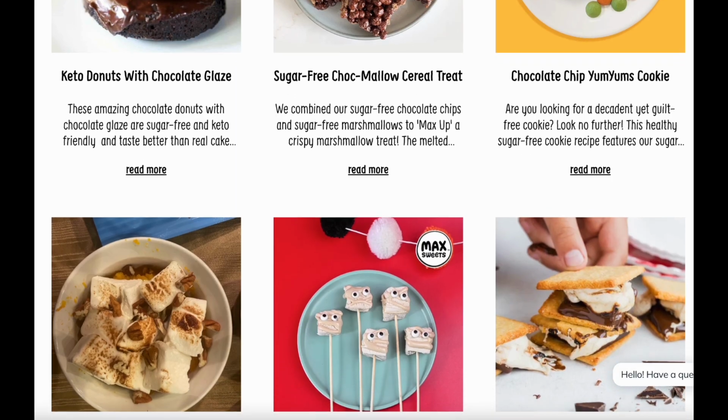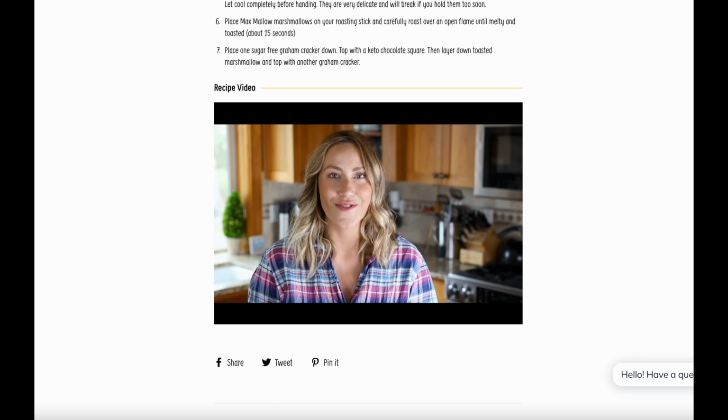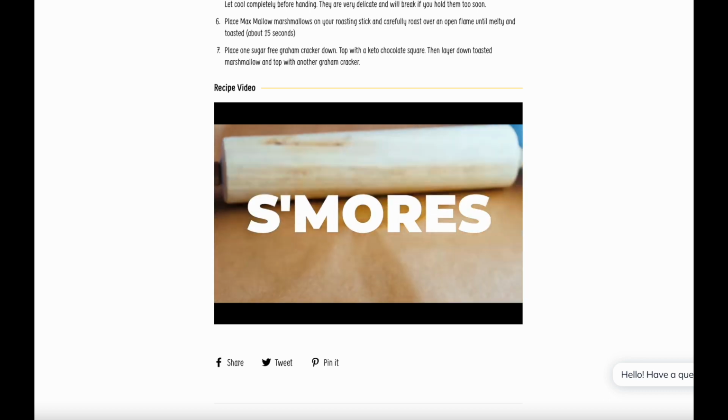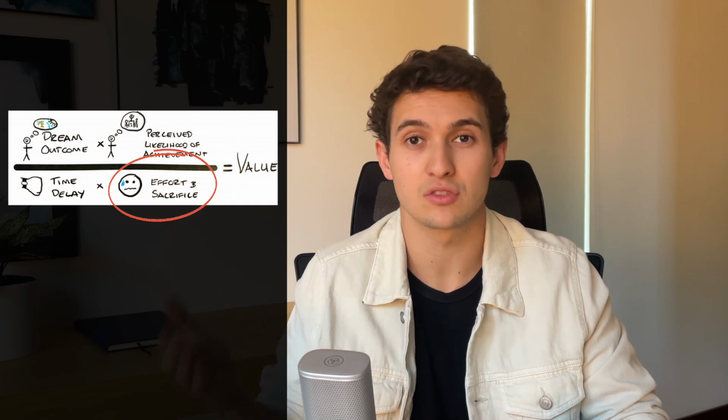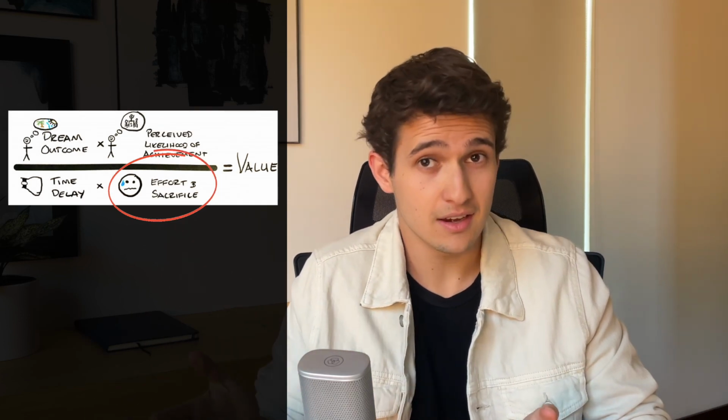Now, for bonuses. I had a call recently with a CPG brand that sells sugar-free healthy marshmallows. On their site, they have videos on how you can create DIY s'mores at home with their marshmallows. And that makes the customer experience so much better because not only are they giving you sugar-free healthy treats, but they're also showing you how to achieve the dream outcome without having to stop eating s'mores, aka lowering the effort and sacrifice.